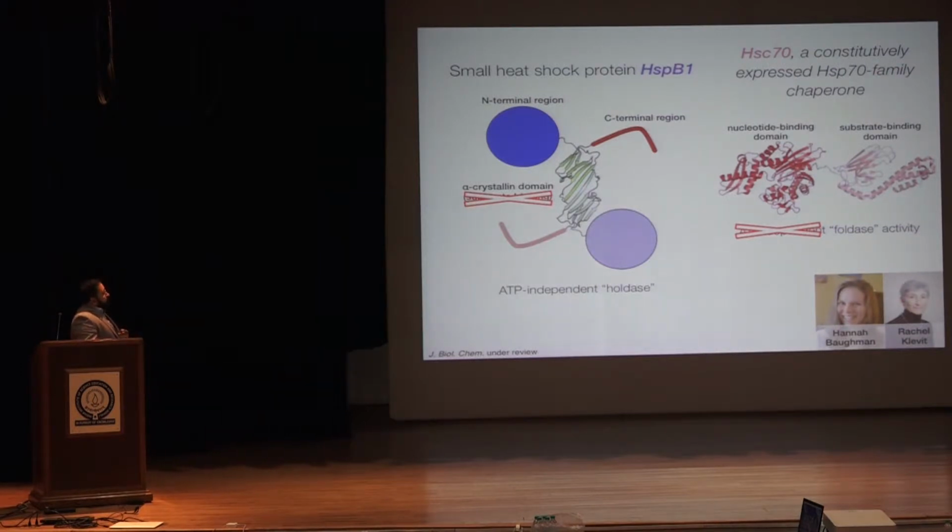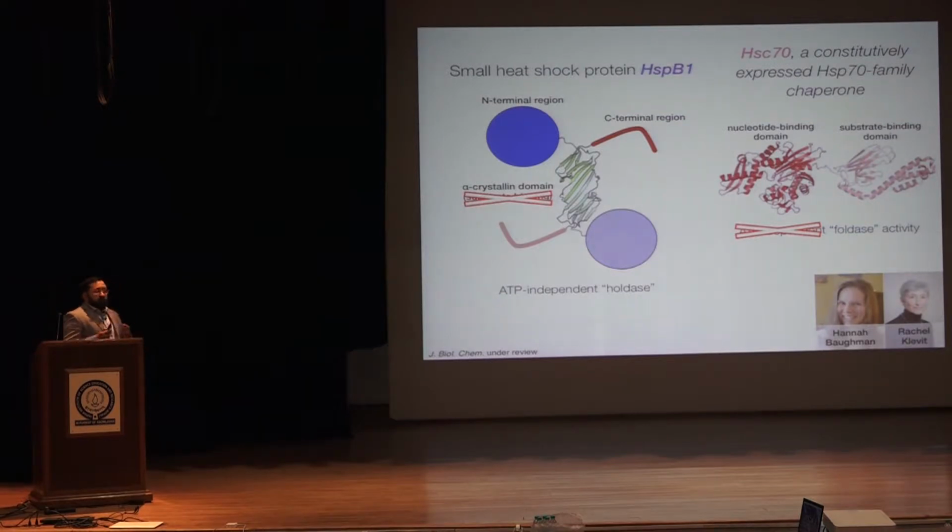With HSPB1, I'm not going to talk about it in any real depth, but we found that you don't need substrate binding in the alpha crystallin domain. You can use a mutant to block substrate binding there, and the protein is still a very effective chaperone. If you lose the N-terminal region, you lose the chaperone activity.